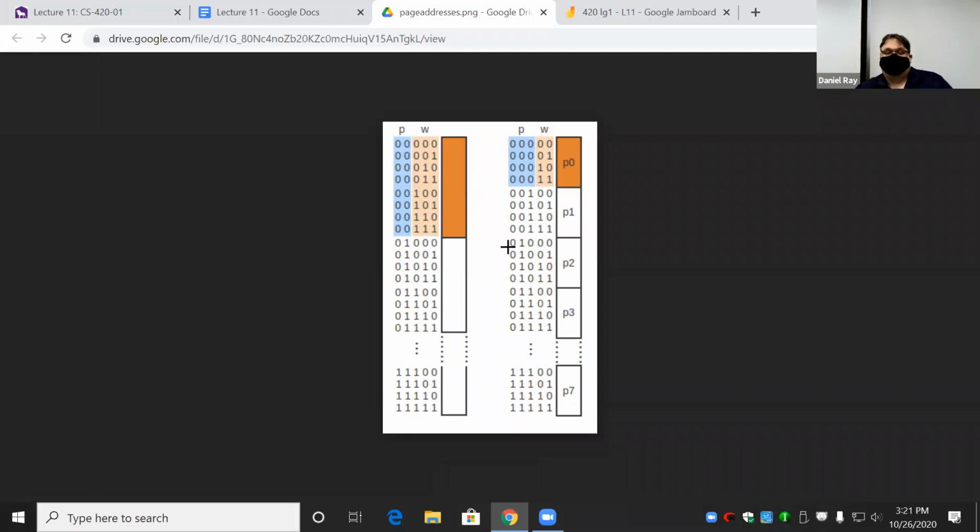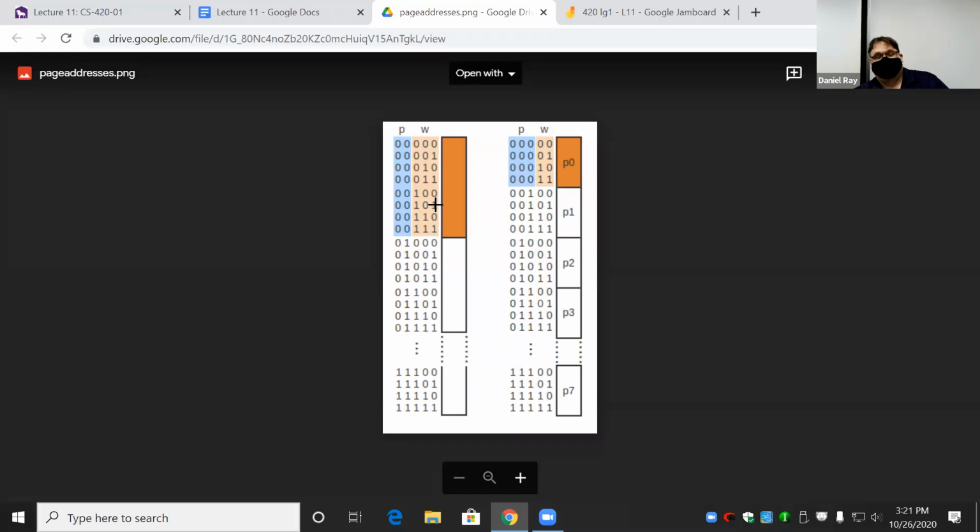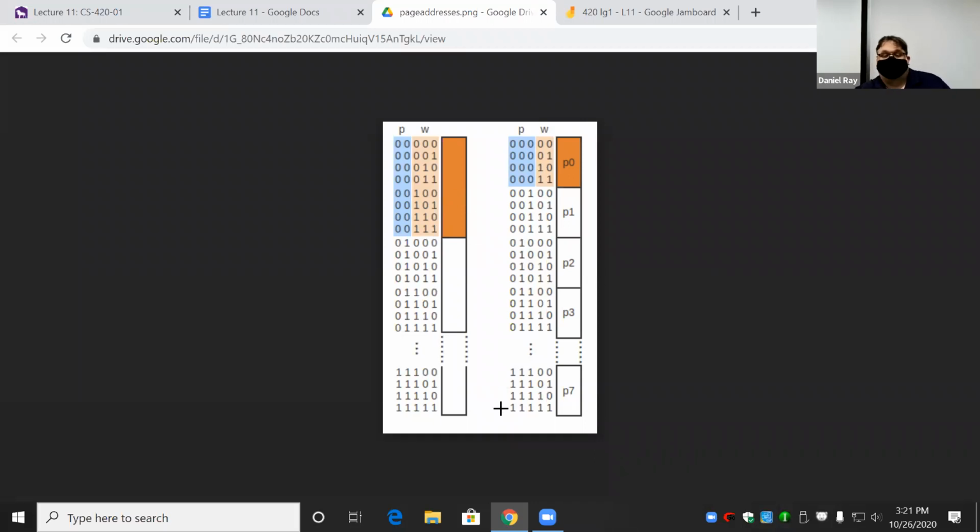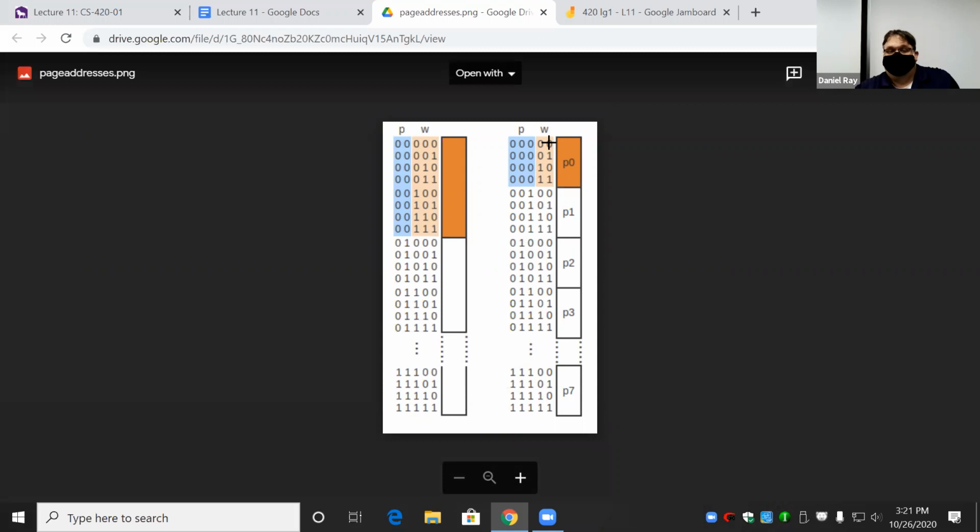So if you want 00101, then you're going to page 0, offset 101. It's right here. Likewise, if you want 11100, then you're going to page 11 and offset 100. It's right here. Okay. Well, that's stupid. Why did we even divide those up? Well, consider that we can, if we make the size of the page smaller.